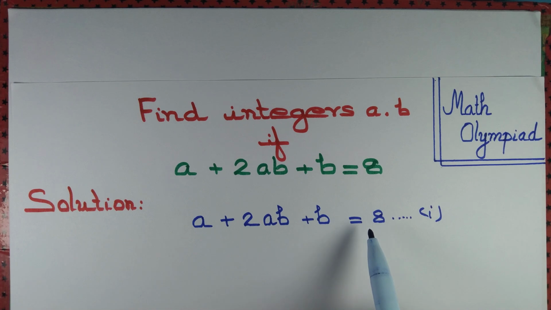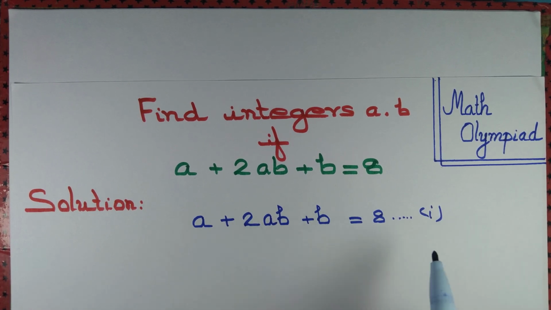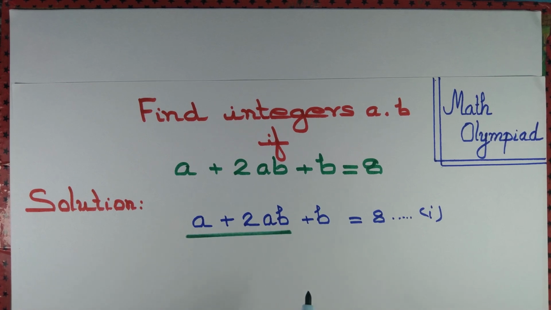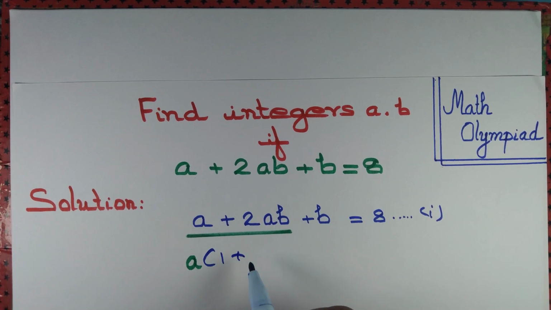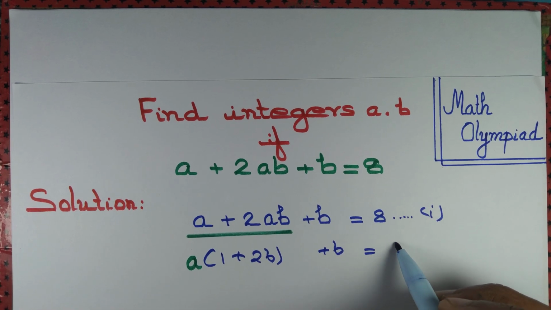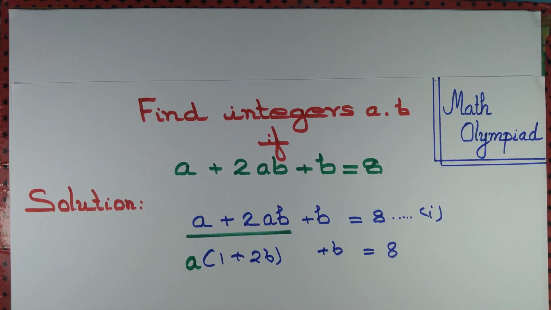Now when we say integer, something that comes to our mind is definitely factorization. Any non-zero integer can be factorized uniquely. Now, do we have factorization here? What we can say is that we can take a common from this expression. Let's do it. If I take a common, then I am left with a times 1 plus 2b plus b, which we copy as it is, equal to 8.